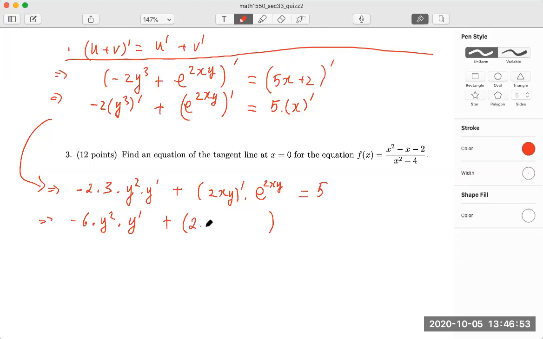Louder, please. Yes, 2 times derivative of x, and yes. Very good. Thank you, Carson. And e to the 2xy, we just rewrite it, right? And the right-hand side. So just do it slowly. Very good.